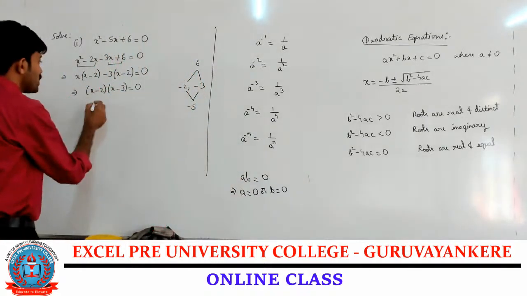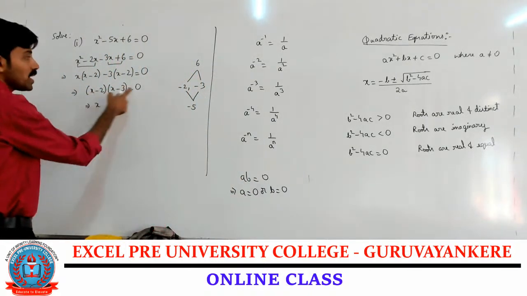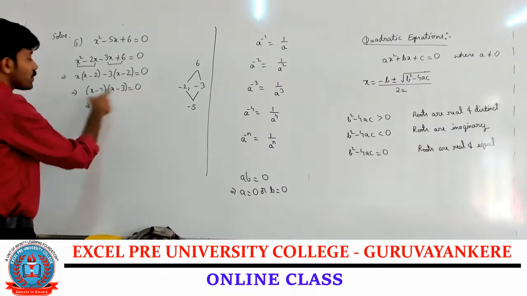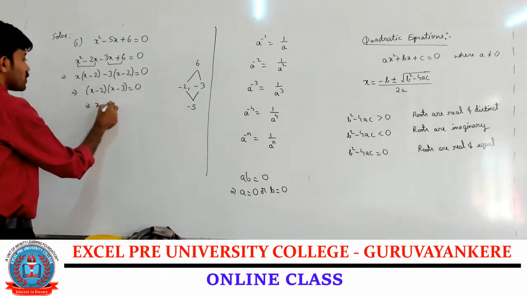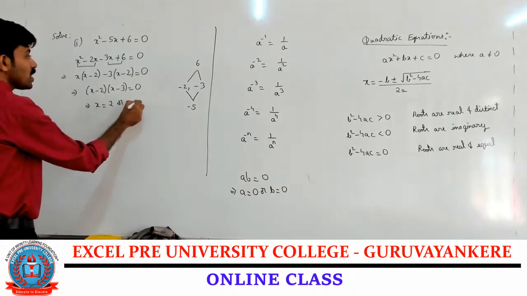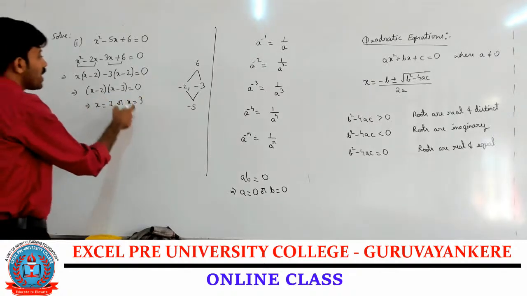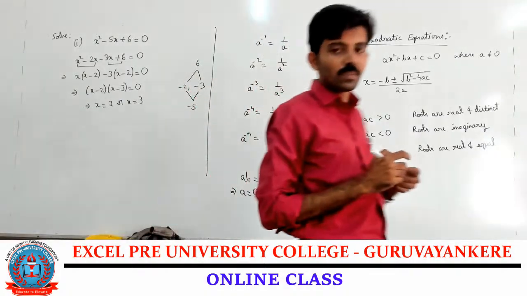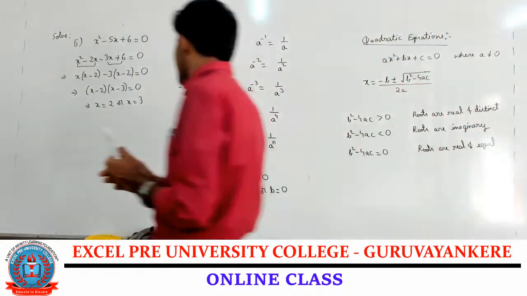Correct? So x minus 2 into x minus 3 is 0 means x minus 2 equal to 0, or x minus 3 is 0. X minus 2 0 means x equal to 2. X minus 3 0 means x equal to 3. So x equal to 2 or x equal to 3.